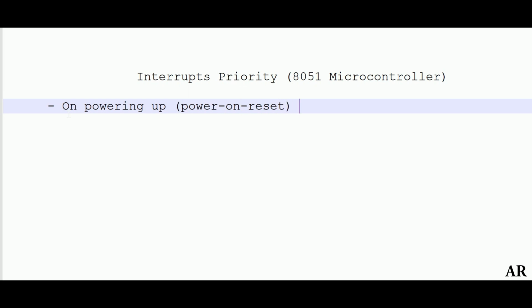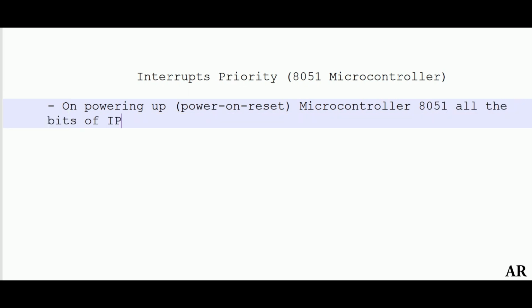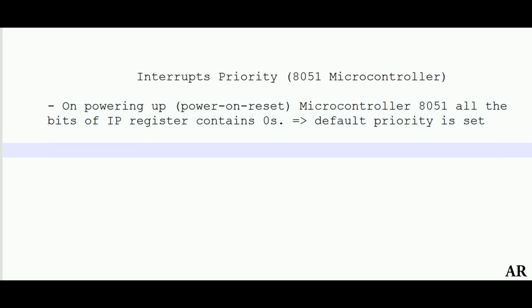So on powering up your 8051 microcontroller, all the bits of the IP register contain zeros. This means the default priority is set. So the default priority we have seen, what is the default priority? So that will be set.